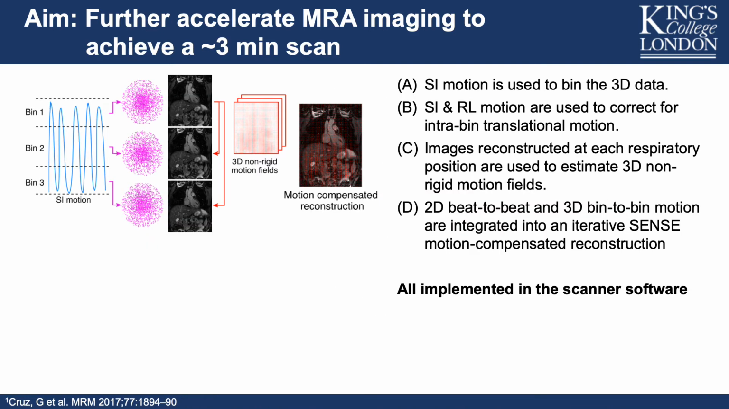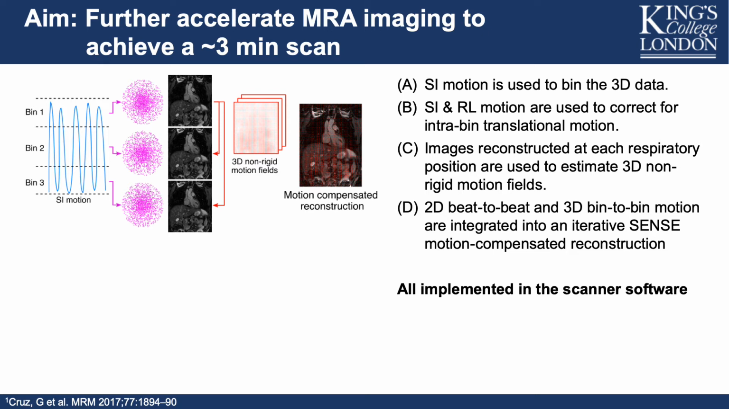Our reconstruction framework is as follows. In the first step, superior-inferior motion estimated from the image navigators is used to group the 3D data in a number of respiratory bins. In each bin, superior-inferior and right-left motion are used to correct for intra-bin translational motion. Once the data has been binned and translationally corrected, images are reconstructed at each respiratory position and used to estimate 3D non-rigid deformation fields throughout the field of view. Finally, the beat-to-beat and bin-to-bin motion information are incorporated into a motion-compensated iterative SENSE reconstruction to produce one motion-corrected image that includes all the acquired data.